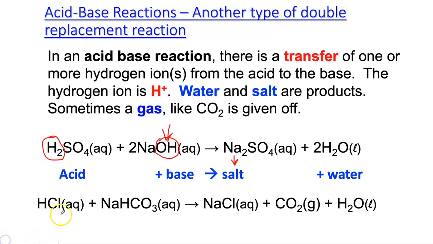Oh, so here is our acid. Here is our base. Of course, it doesn't have hydroxide, of course, after I just said that. Here is our salt. And of course, here is water. We're also getting some carbon dioxide gas. So if we did this reaction, we would see some bubbles.